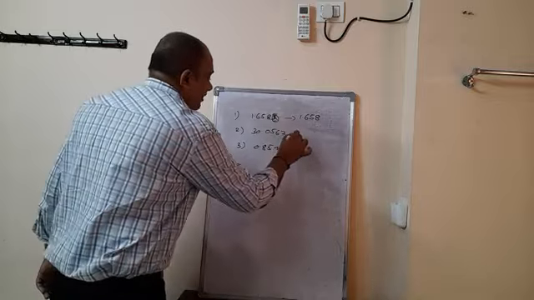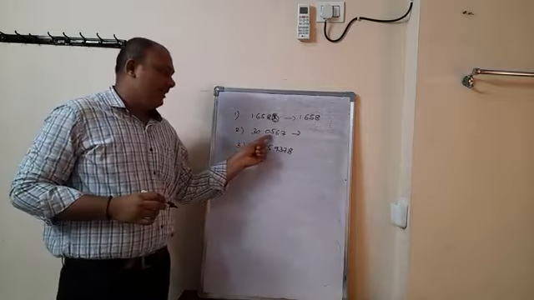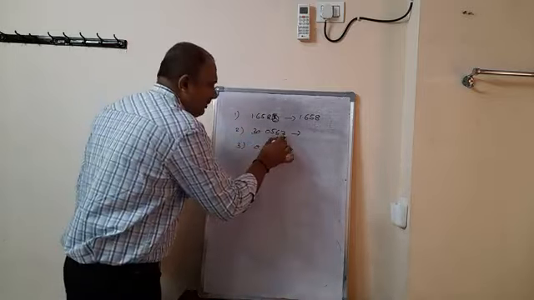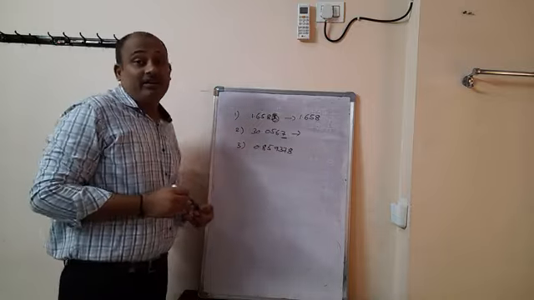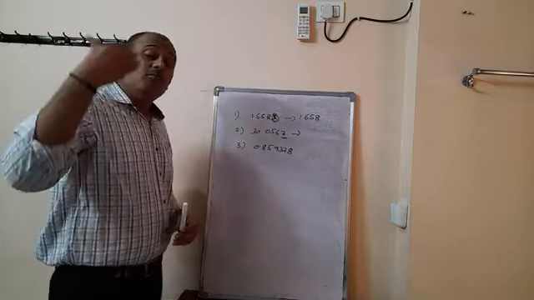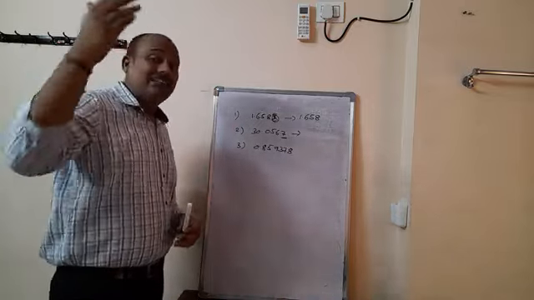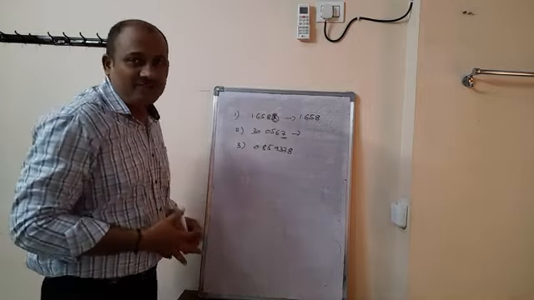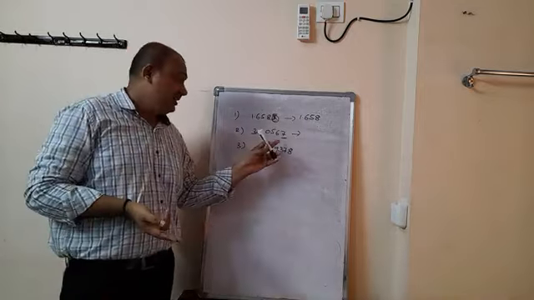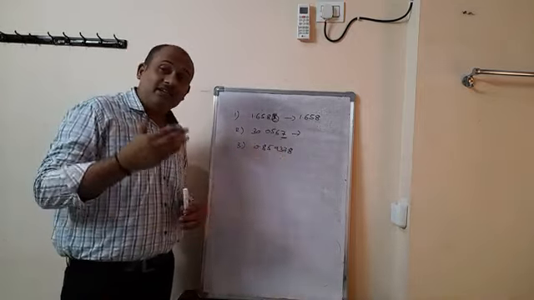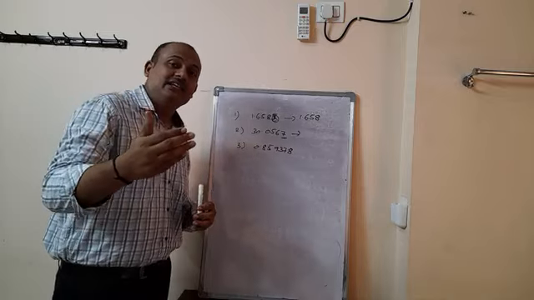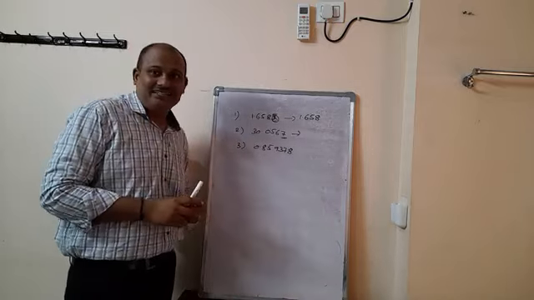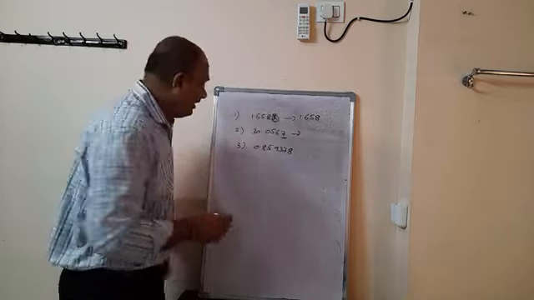Next, second, 30.0567. What is the nth place? It is 7. 7 means more than 5. That is greater than half a unit in the nth place. What is the condition? Increase the nth digit by unity.